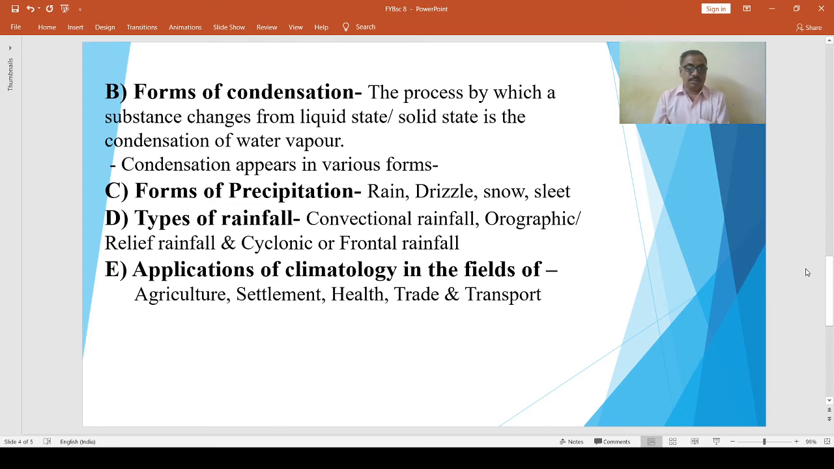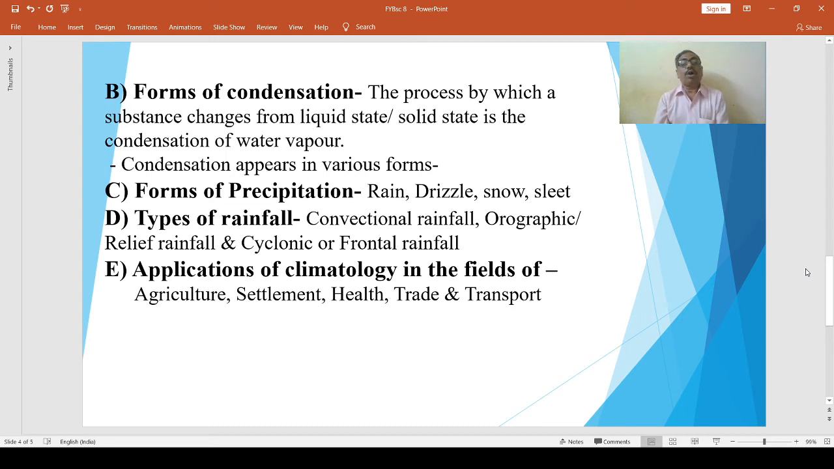The rainfall that is received at Cherrapunji is also orographic rainfall. In India, southwest monsoon winds meet Western Ghat at right angles. Thus, the western slope of the Western Ghat receives more than 300 centimeters of rainfall per year. Leeward slopes do not receive rainfall. Such areas are known as rain shadow areas.